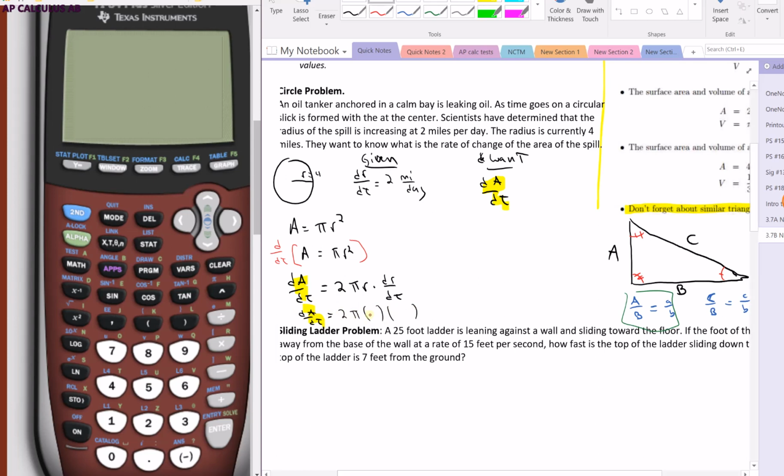R is currently 4, and dr dt is 2. And so doing all this math, we're going to get dA dt is 16 pi. Don't forget units, right? What was A measured in? A is measured in miles squared, right? Area is always squared. Time was measured in days, so it's 16 pi miles squared per day.